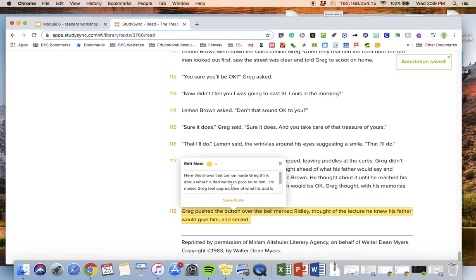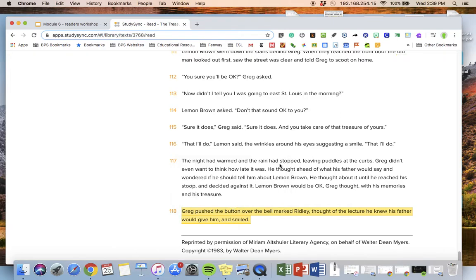Then down at the very end of the story in paragraph 118, I see the story tells me Greg pushed the button over the bell marked Ridley, thought of the lecture he knew his father would give him, and smiled. All right. So first, when I read this, I was like, wait, he's thinking about the lecture he's going to get from his dad, and he's smiling? I wonder what's going on here.